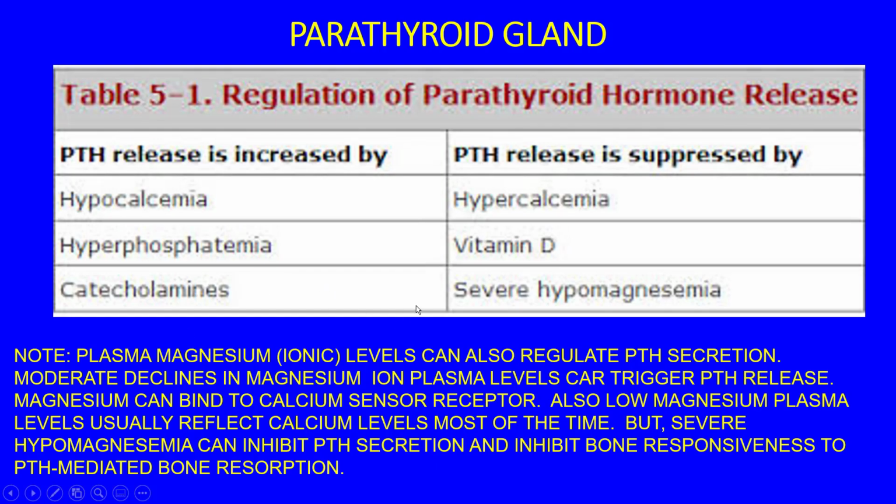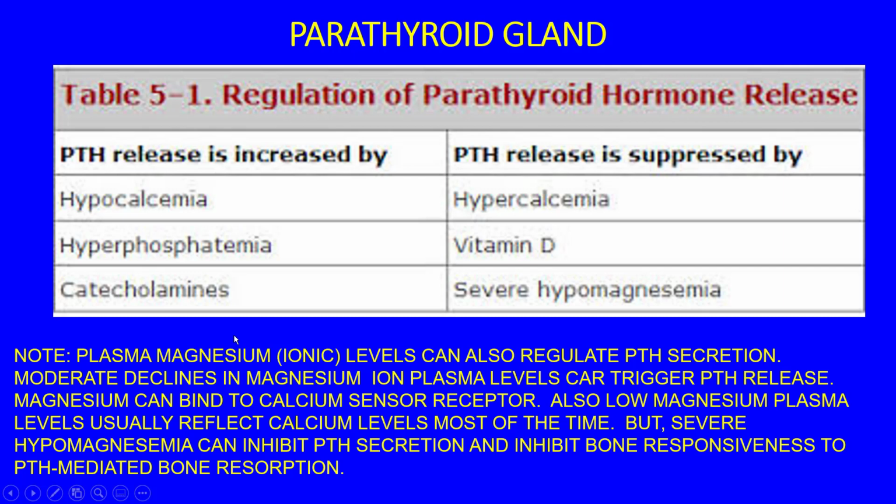Now, let's talk about the regulation of parathyroid hormone release. PTH release is increased by hypocalcemia. That kind of makes sense. But also hyperphosphatemia and catecholamines increase it. Now, the interesting thing is that PTH release is suppressed by hypercalcemia, which we kind of expected. It is also suppressed by significant amounts of vitamin D, as well as by severe hypomagnesemia.